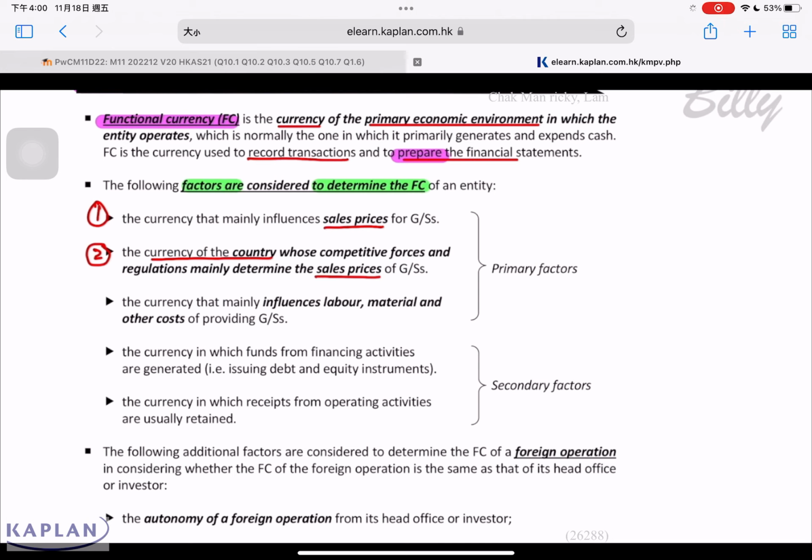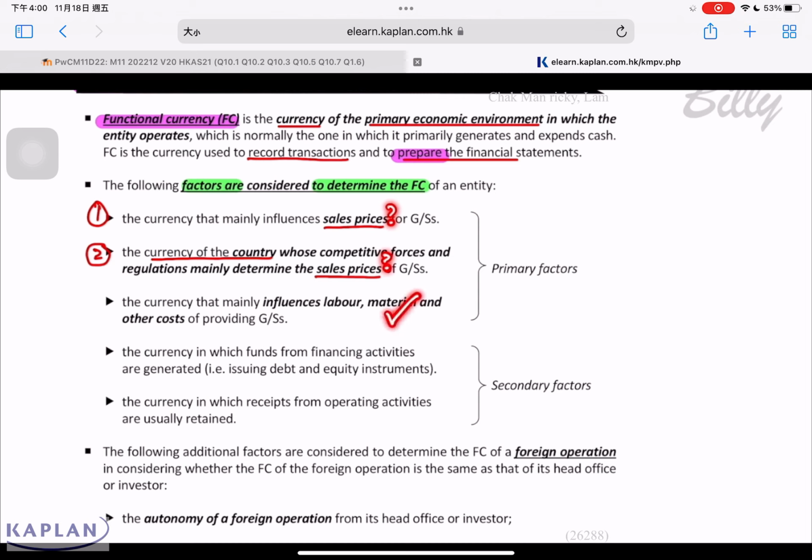Take for example, this depends on the industry that you're in. If you're in the transport industry, or in the industry providing basic utility services, normally the government wants this company to charge in local currency. The local currency will be the functional currency because that will be the currency which mainly determines the sales prices of goods and services. The first two factors talk about sales prices. If 30% of your sales is in Hong Kong dollar, 30% is in renminbi, 30% is US dollar, and another 10% is other currency, then by looking at sales, the functional currency may not be obvious.